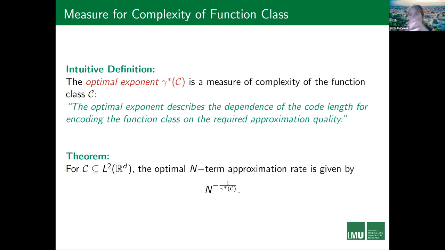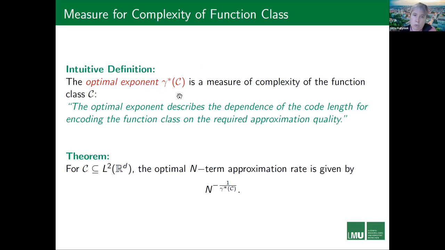So for that, we first need the lower bound. And for the lower bound, we need a measure for the complexity of a function class. So you might have heard of Kolmogorov entropy. We will use here something similar. Since we use results from information theory, we will use the optimal exponent. But basically, if you know Kolmogorov entropy, you can substitute that also. So here, this optimal exponent, which is a measure for the complexity of a function class, describes the dependence of the code length for encoding a function class on the required approximation quality. You will see that in detail in a moment.